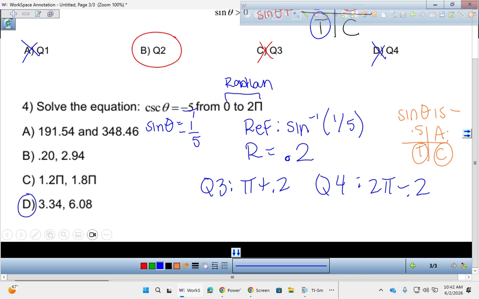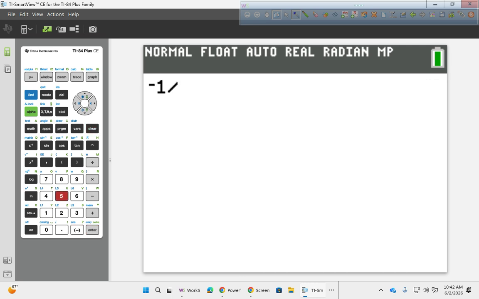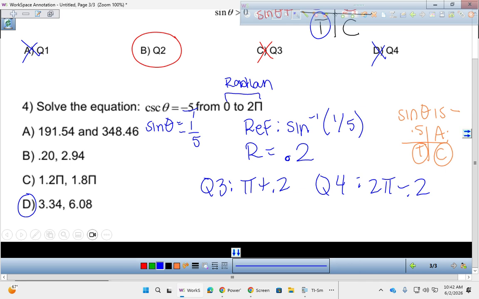Test taking strategy: you don't have to do any of that if you know how to use your calculator. I want sine to be negative 1/5, which is negative 0.2. So alternatively, if I forget what I'm doing, I could type sine of 191.54 into my calculator and see if I get negative 0.2.